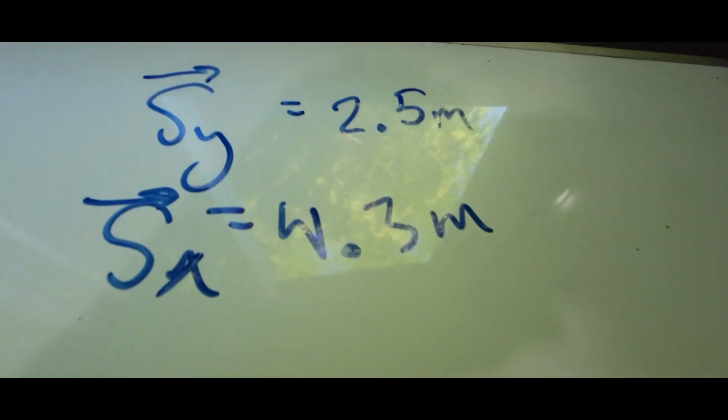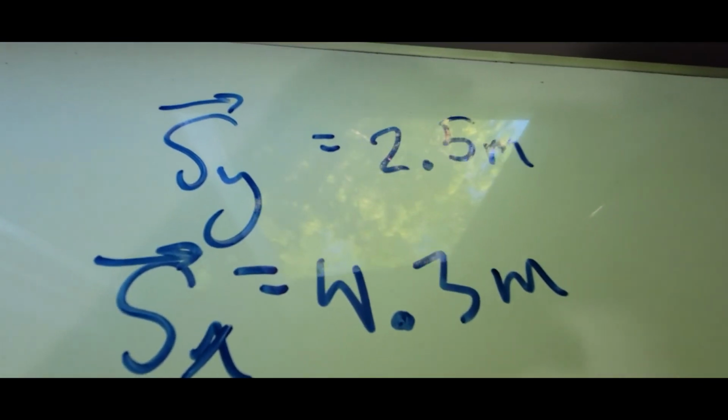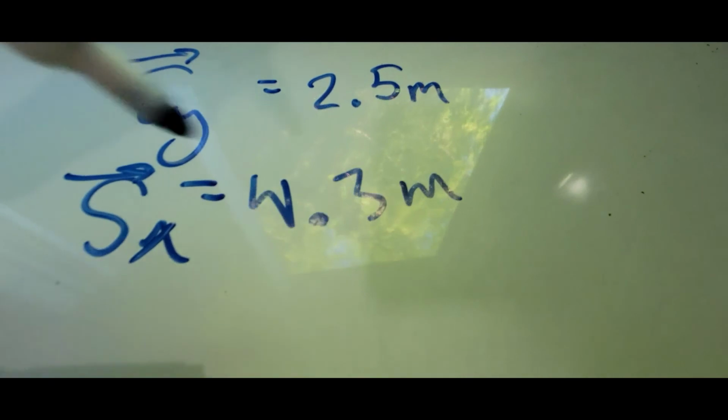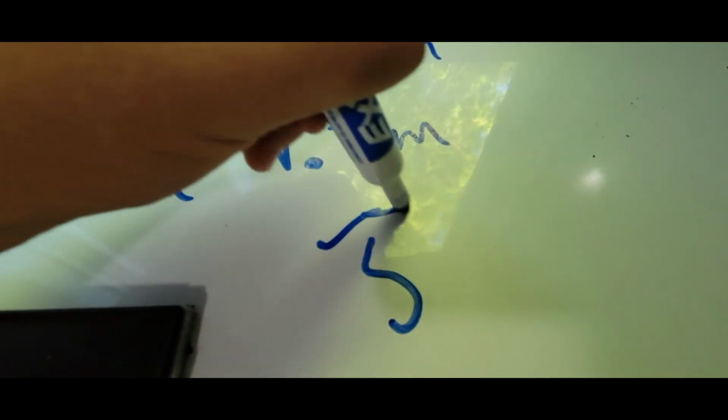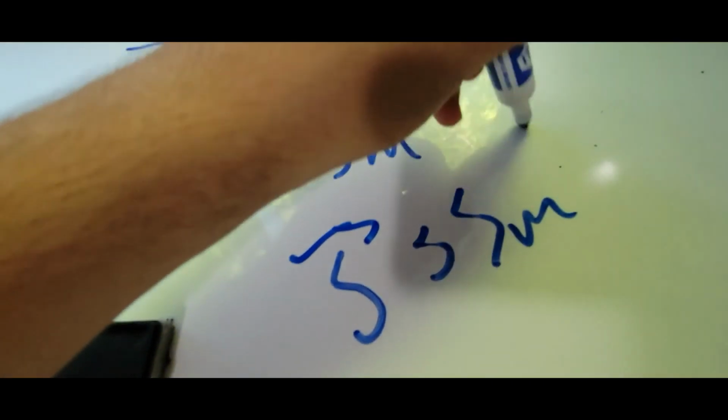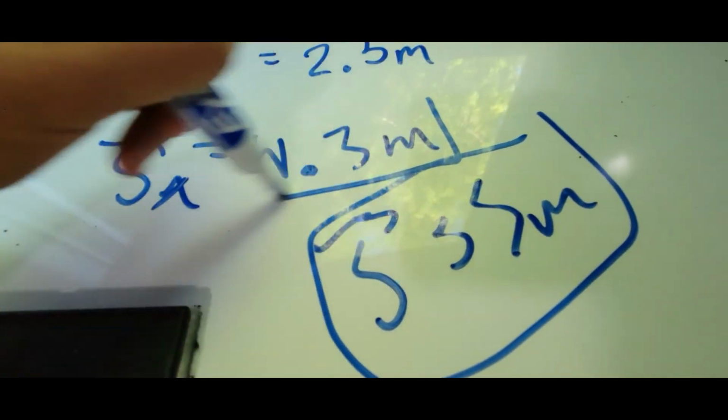So there you have it. Those are our answers. Sx is equal to 4.3 meters. Sy is equal to 2.5. And our S is equal to 5 meters. So these are our answers.